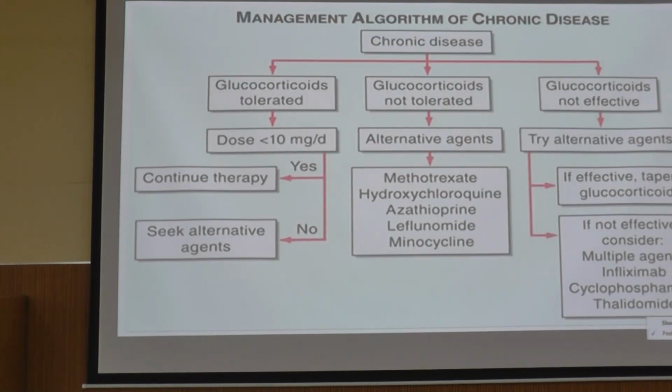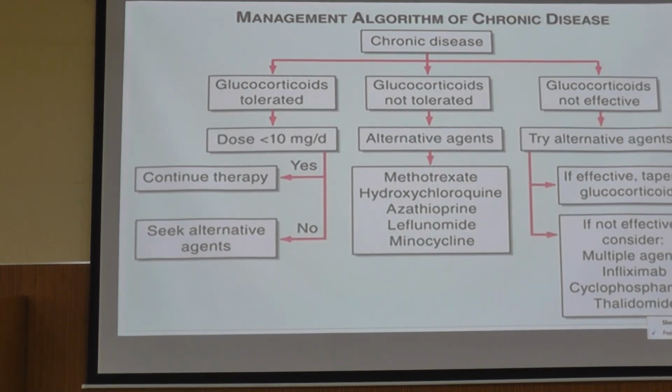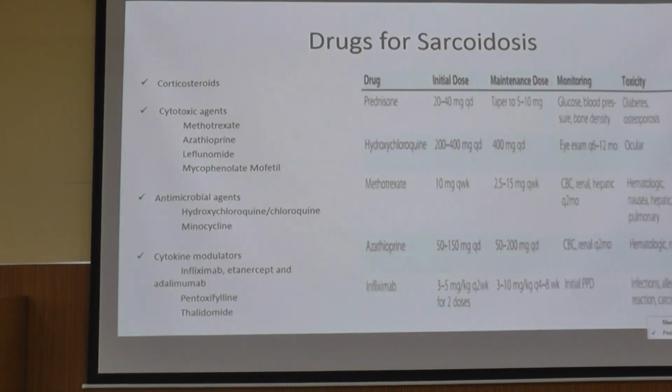In chronic disease where glucocorticoids are tolerated, again, I told you, like the previous acute disease, continue with steroids, very low dose, less than 10 milligrams. If glucocorticoids are not tolerated, I told you about methotrexate and azathioprine. Okay, if they are not effective, then you will taper off glucocorticoids and add any one of the others. You are going to use either rituximab, cyclophosphamide or thalidomide.